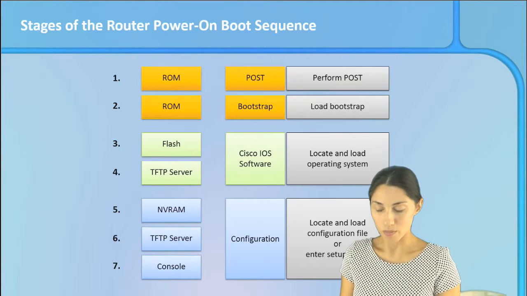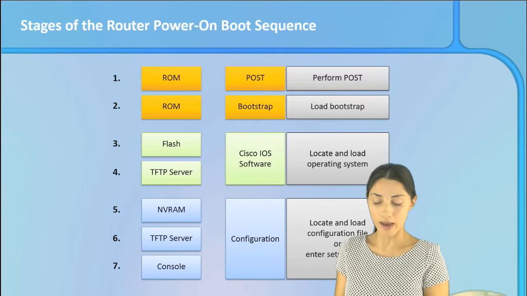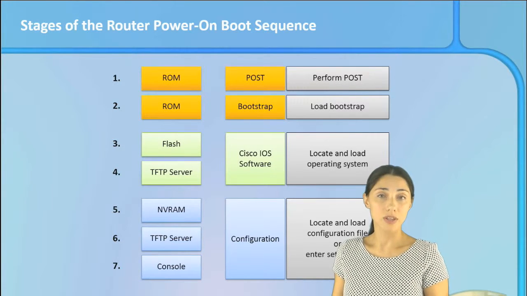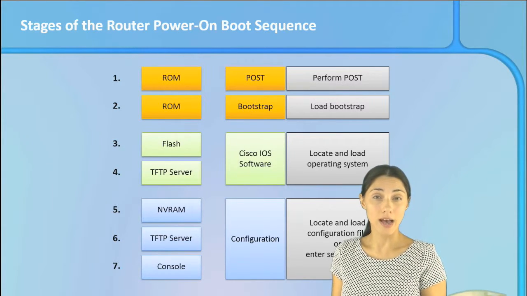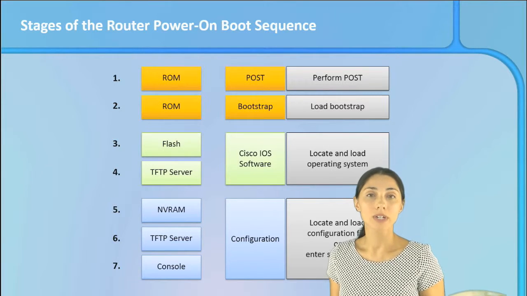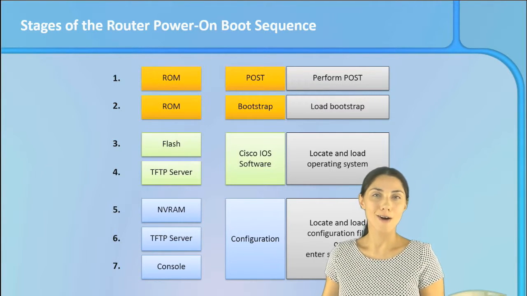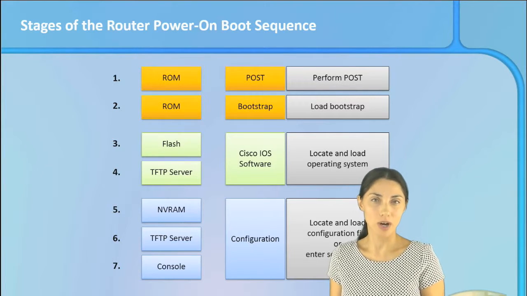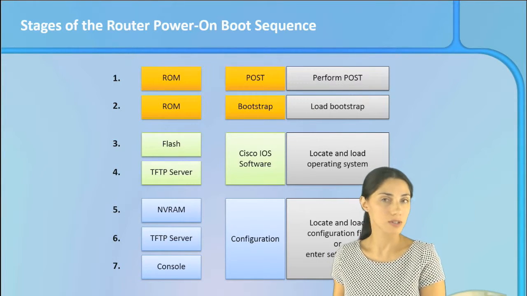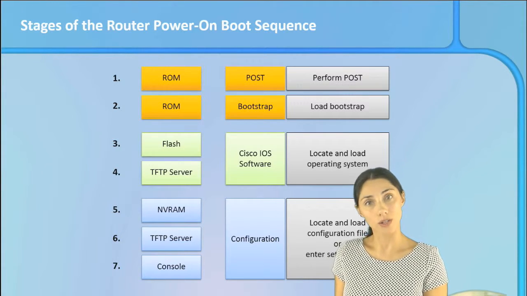Another mechanism is our bootstrap. This is going to be used for loading the bootstrap mechanism, which looks at where our IOS is stored. Remember, our IOS is the operating system that resides on our hardware, just like our laptops have an operating system on it so that we can interact with it. Same thing, our routers also need an operating system so that we can interact with them.